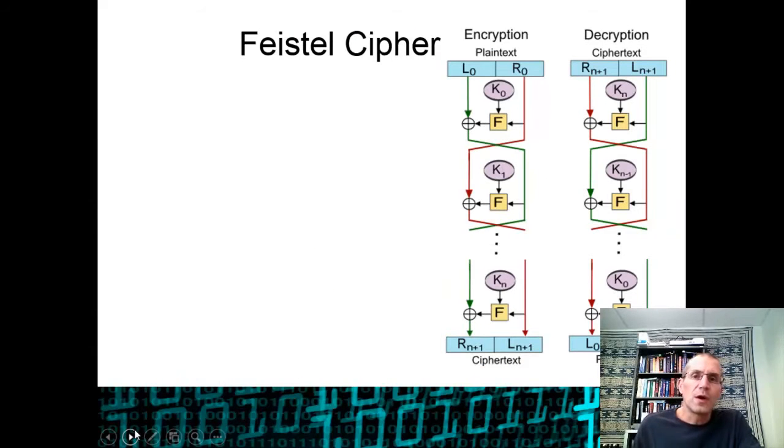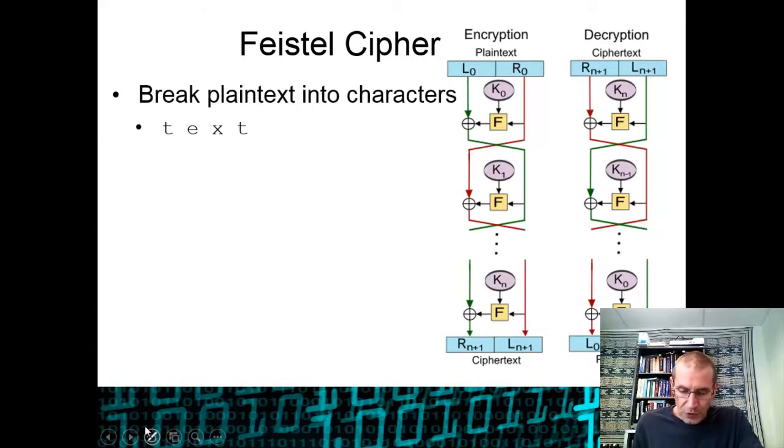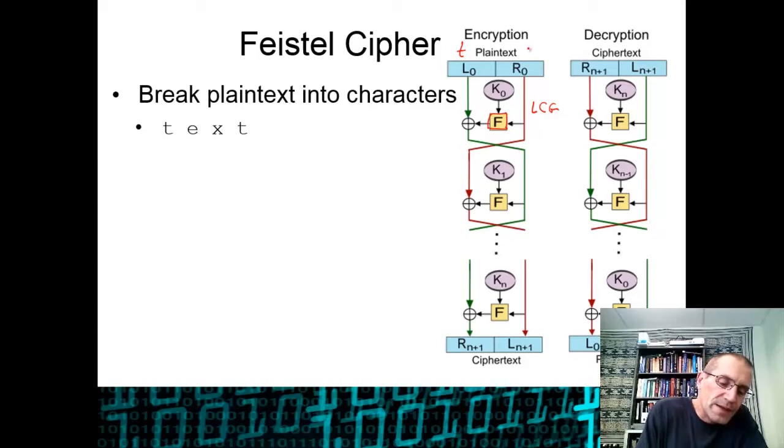All right, so back to our Feistel cipher and what we're doing. Our trapdoor function is this function f right here. That's the linear congruential generator, the LCG. And this is what you're going to do. You're going to take some plain text and break it into characters. You take each individual character, say a T there and an E there. That's what the L and the R are. So you're going to operate on 2 characters at a time.